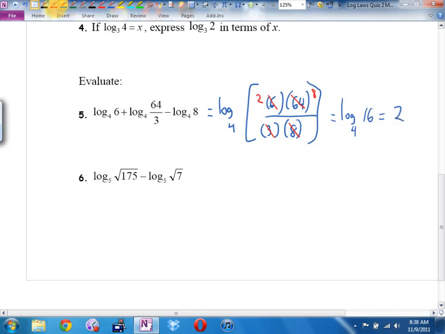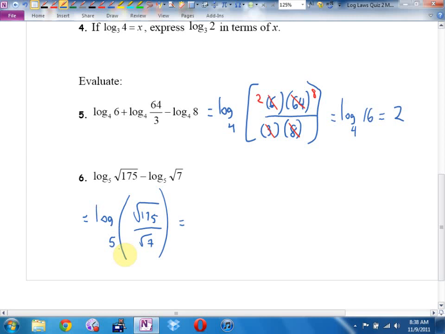Example 6. The log base 5 of root 175 over root 7. Hey, we did one kind of like this. Someone asked me about this in the homework, and I said something like this. What's 175 divided by 7? I think 25? How did I guess 25? Because my base is 5. I'm not guessing 15. I'm not guessing 20. I'm not guessing 30. I'm not guessing 22. Those would be dumb guesses. Pretty sure it's 25. So if 175 divided by 7 is 25, what's root 175 divided by root 7? Root 25, right?